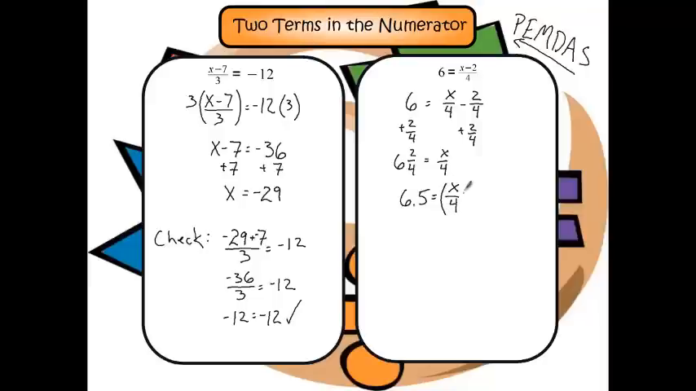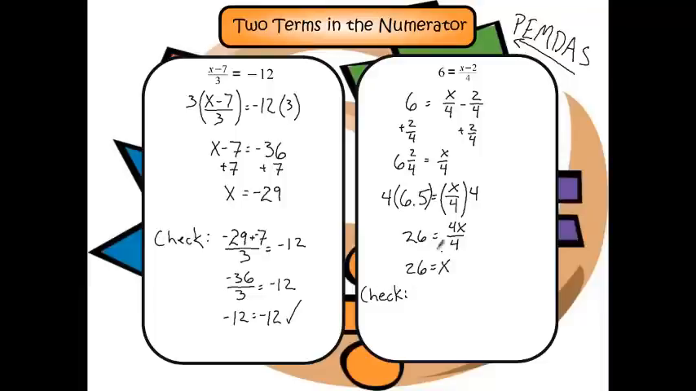I can multiply both sides by 4 to undo the division. I have to use multiplication. And 4 times 6.5 is 26. And this is 4x over 4. 4 over 4 is really 1, so I have 26 equals x. So does this check? Let's see.